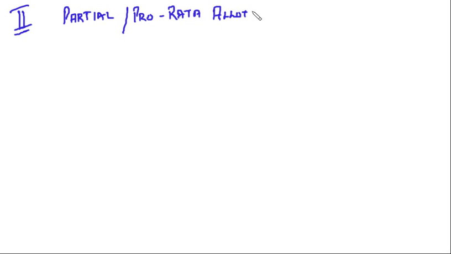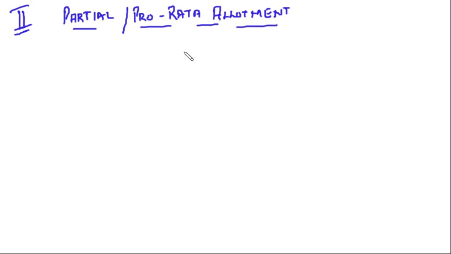Now in this lecture we are moving on to a very important part, that is method 2 of dealing with oversubscription. That is partial or pro rata allotment. Right? Partial or pro rata allotment. Clear?